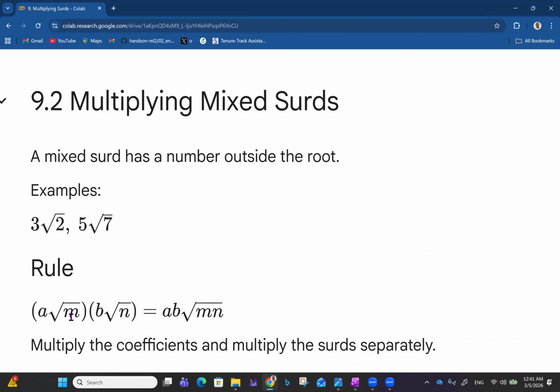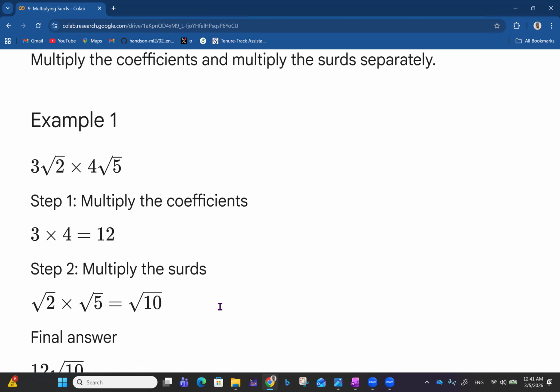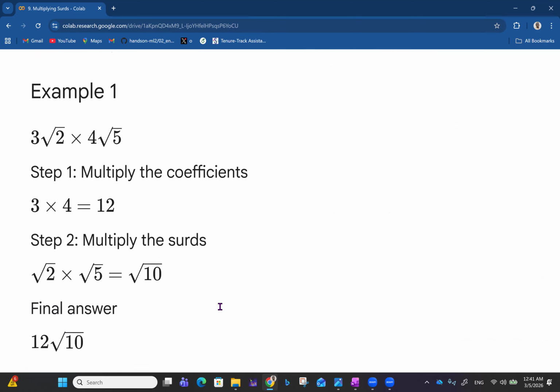The simple rule here is that if you have a root m multiplied by b root n, you multiply the coefficients separately and multiply the surds separately. So in this case, a times b root of m times n. After multiplying m times n, you have to reduce it to the simplest form. If you can factor out a perfect square apart from 1, then you have to go for that. An example to take that home: you have 3 root 2 times 4 root 5.